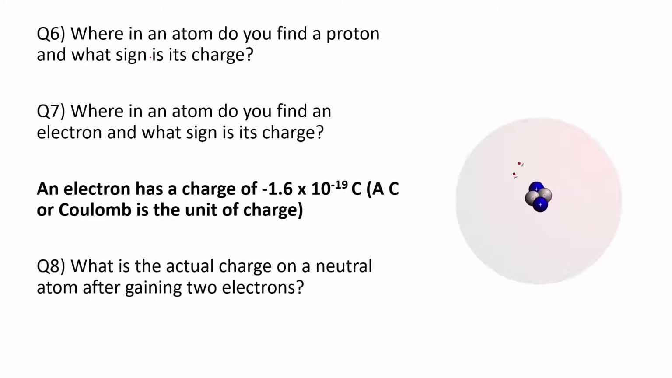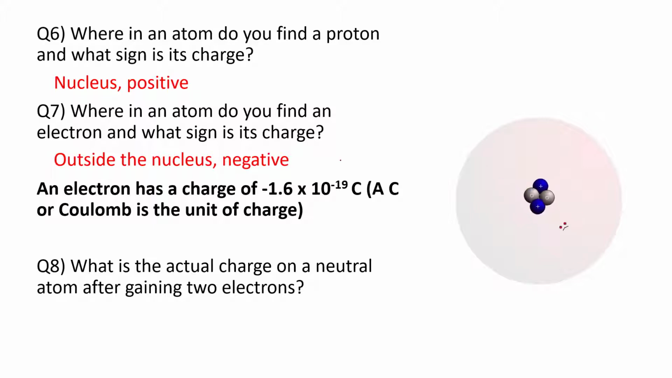Where in an atom do you find a proton and what sign is its charge? You are going to find it in the nucleus, and it's going to be positive. Where in an atom do you find an electron and what sign is its charge? It's going to be outside of the nucleus. So you could call it the orbital. If you said the orbit, that's fine. And it's going to be negative.